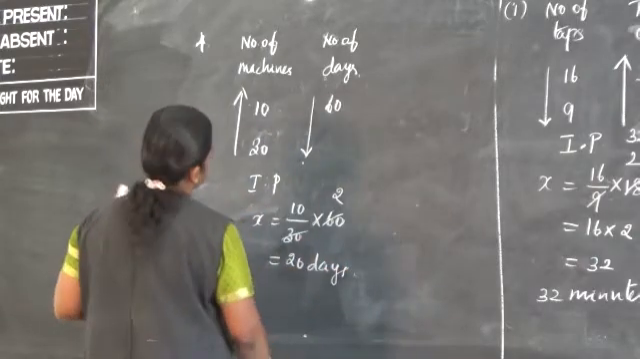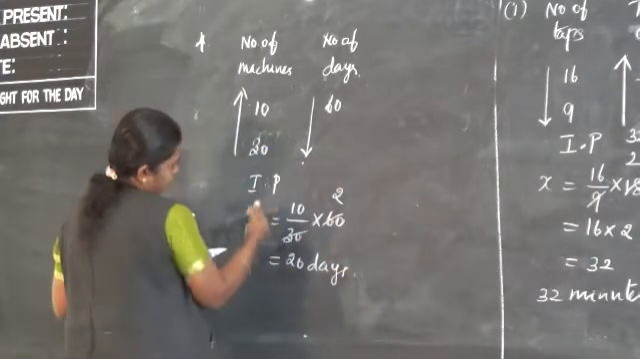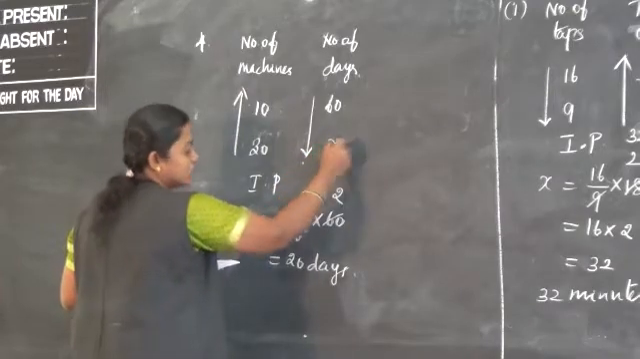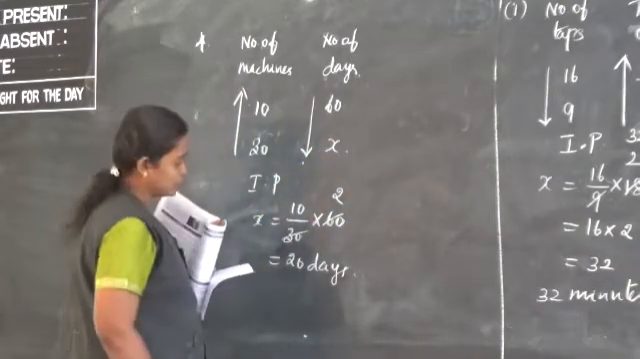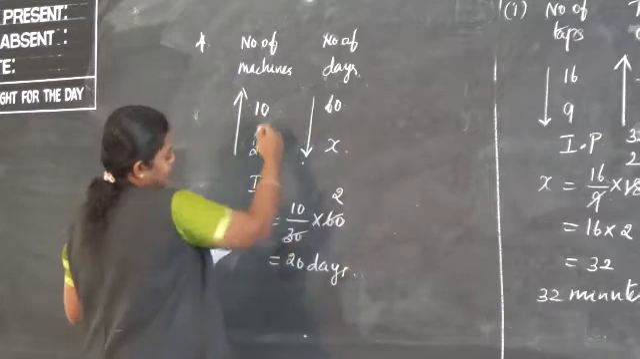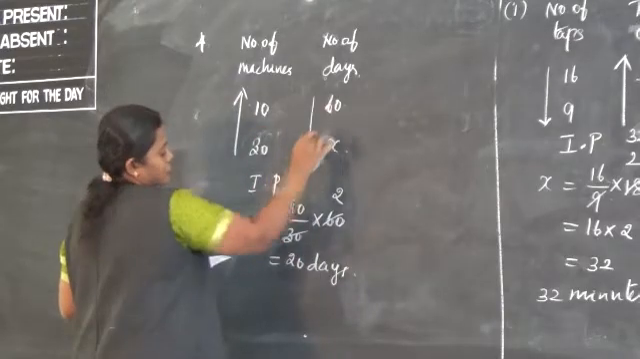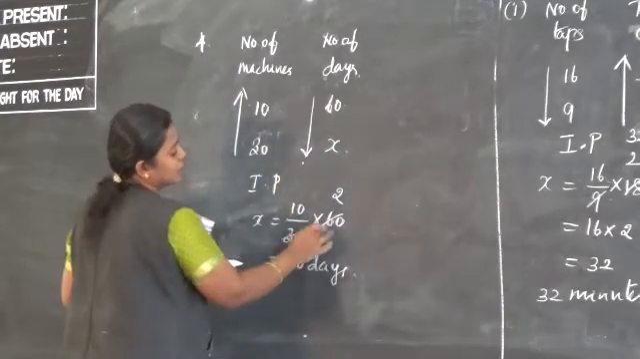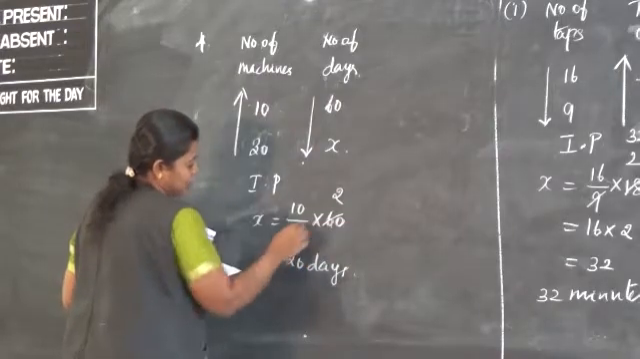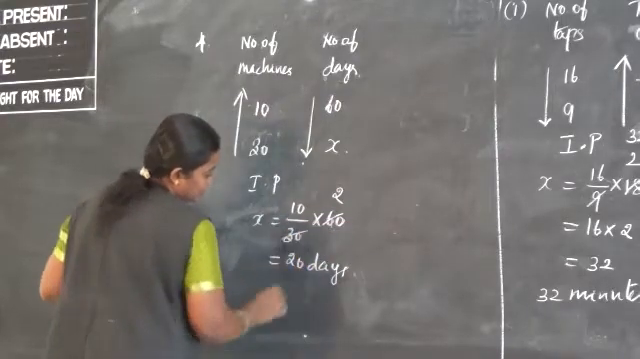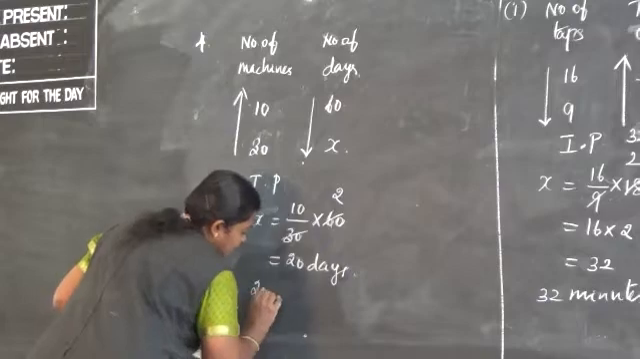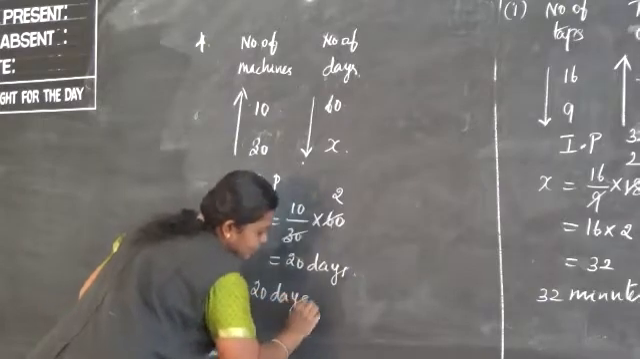Answer is 20 days. The number of machines is increasing, so we can complete the work in fewer days. So it is an inverse proportion. So x equals, you should write as it is, 10 by 30. This is always the constant, the second term. So into 60, if you are cancelling 2, x equals 10 into 2, 20 days. Answer is 20 days.